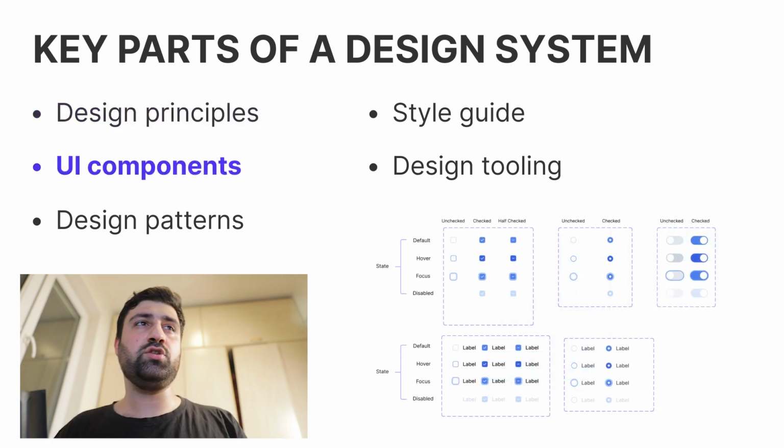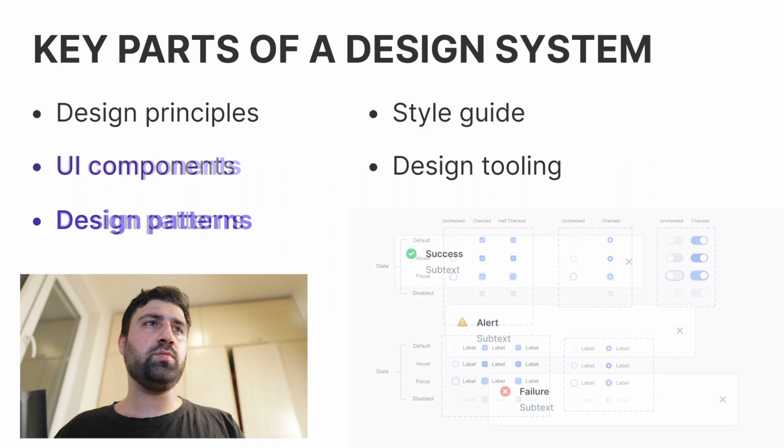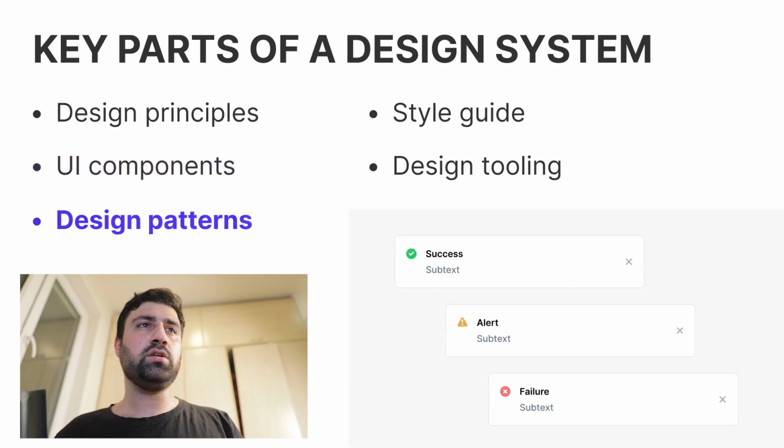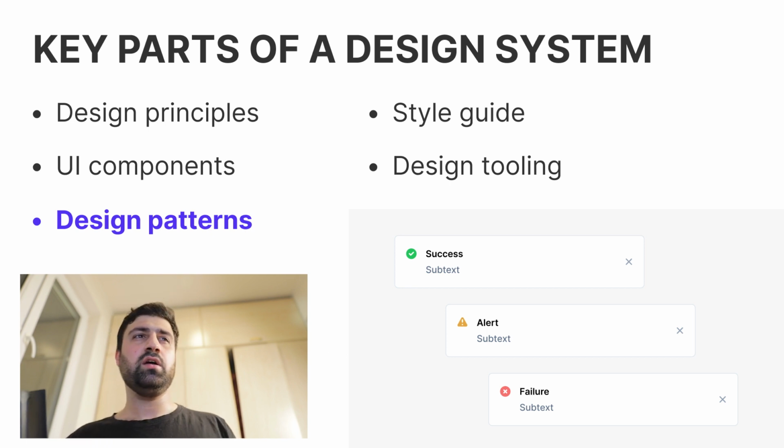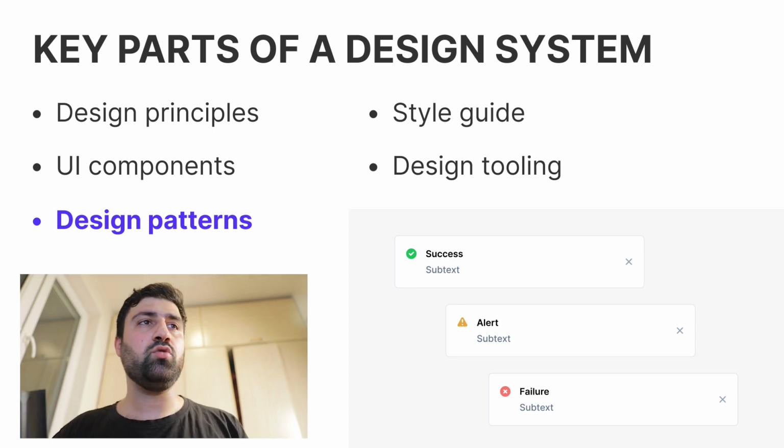The next is UI components. Basically, those are reusable models or building blocks for creating user interfaces, from a simple checkbox to a complicated modal where you have to do complex actions. The third key part would be design patterns. Design patterns are solutions to recurring design problems. Those can be as small as simple error messages or success messages, or as complex as a pattern of navigation flow through some deep settings menu.